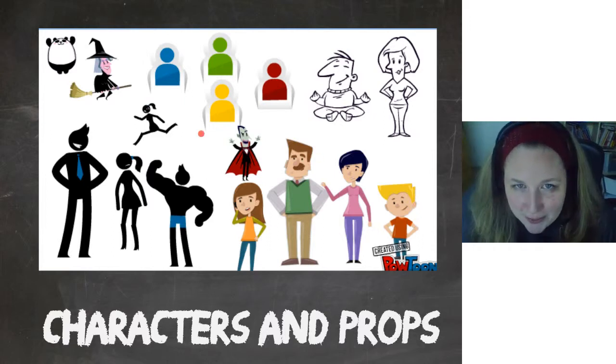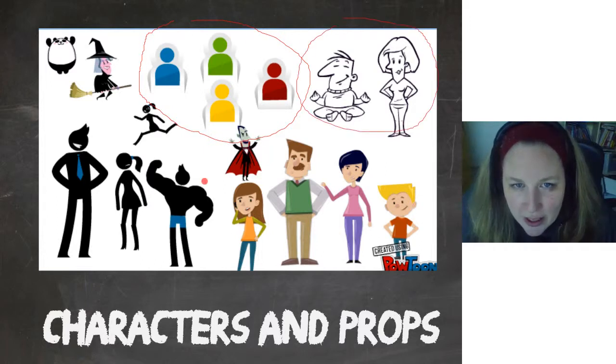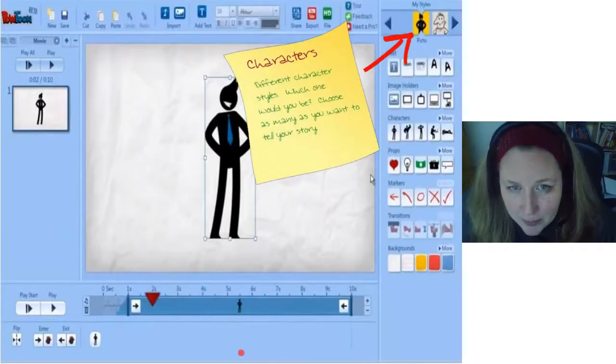Characters and props. Depending on the style that you choose, you can have different character selections. This one is from the label style I just told you about, this one's from the marker style, and this is the original Picto style. Lots of different characters that you can choose from.